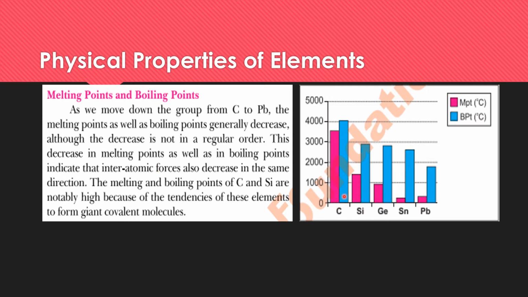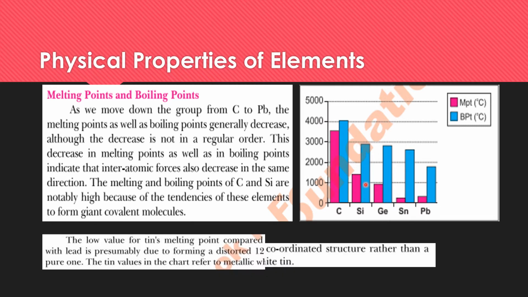You can see here the carbon and silicon have fairly high melting and boiling points as compared to the other members of this group. And what is the reason for this? Carbon and silicon form giant covalent molecules, as carbon has the ability of catenation, and silicon also forms a giant molecule. That is the reason their melting and boiling points are greater than the other members of its family.